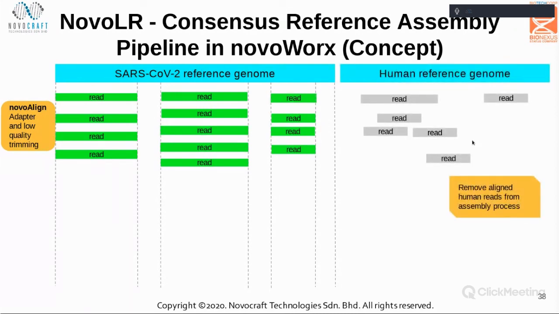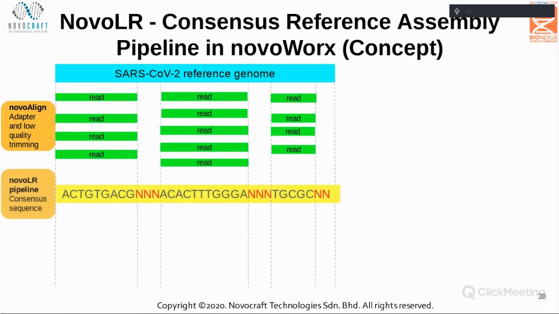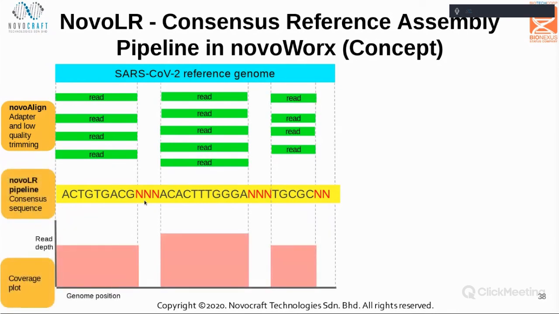If we include the human reference genome in the pipeline, the aligned human reads will be removed from the assembly process. Our company software novoLR Polish combines the aligned reads to generate a consensus SARS-CoV-2 sequence. For the regions where there is zero coverage of reads, the pipeline will put N bases for those regions on the consensus sequence. A coverage plot showing the read depth for each genome position will be generated by the pipeline.